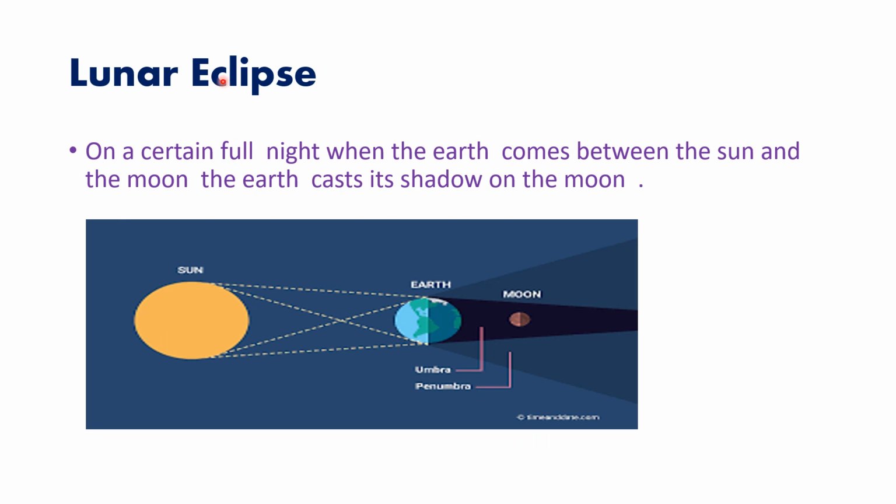Then next is lunar eclipse. On a certain full moon night, when the earth comes between the sun and the moon. Here the earth is coming in between the sun and the moon. So remember what comes in between: earth. The shadow of the earth will be formed on the moon. See here, the moon is completely covered by the shadow of the earth. So we won't be able to see that moon there. That is called lunar eclipse. So you have to study these two eclipses.